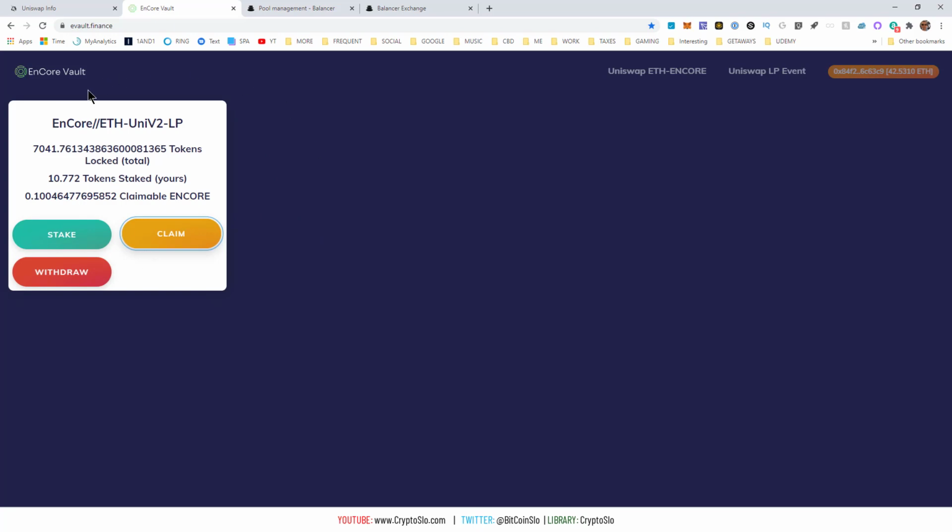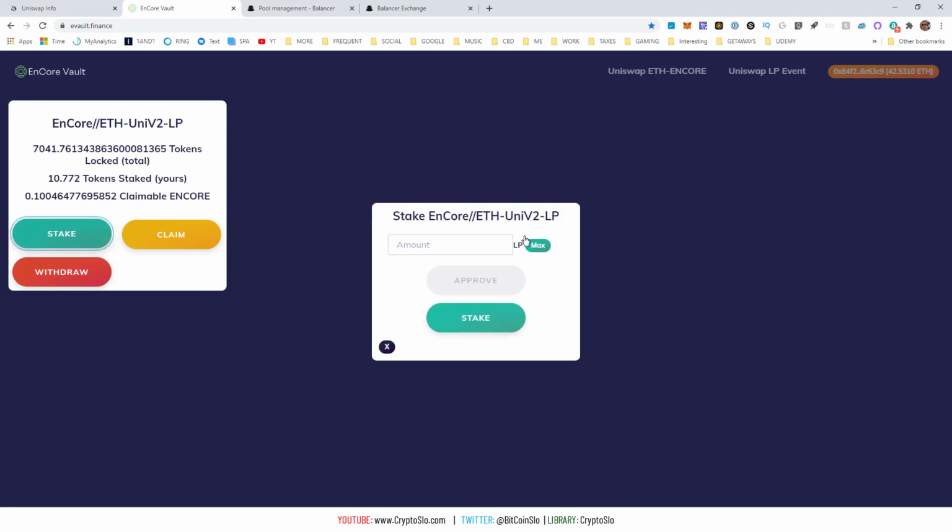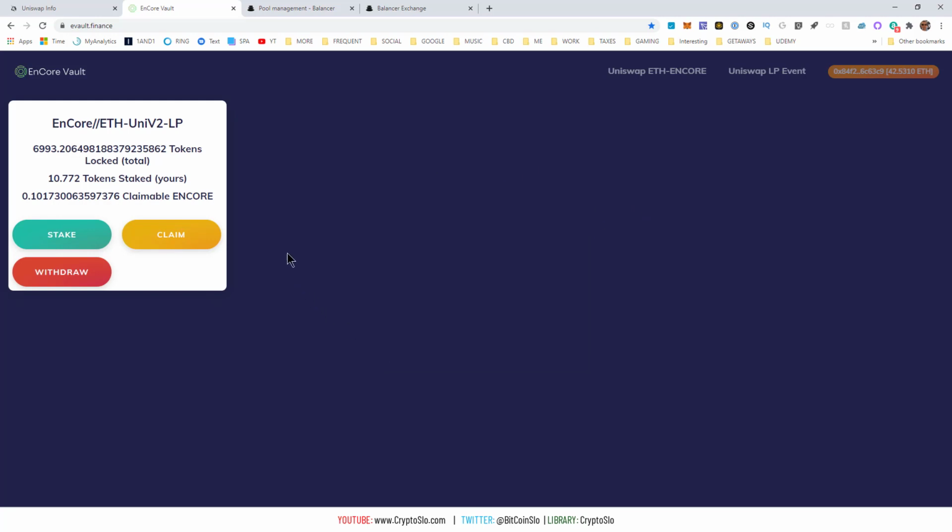Now, if you didn't add the addresses from the first part of the video, you're not going to see them in MetaMask, okay? So once that transaction clears, you're going to hit stake, you're going to hit max, and then basically you're going to hit approve first, gas fee, fast, and then stake. And that's it. You're done. You're now earning actual Encore tokens, as basically these are getting locked up in the LP pool.